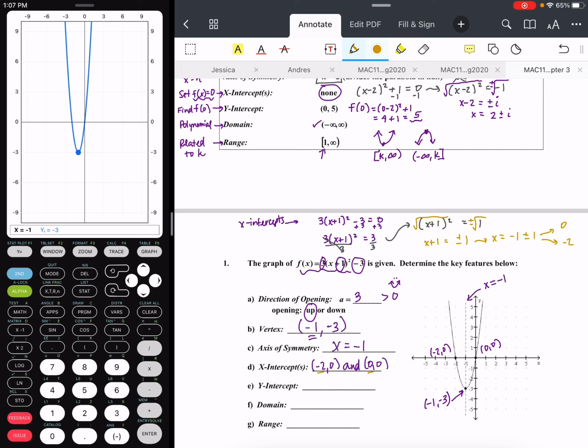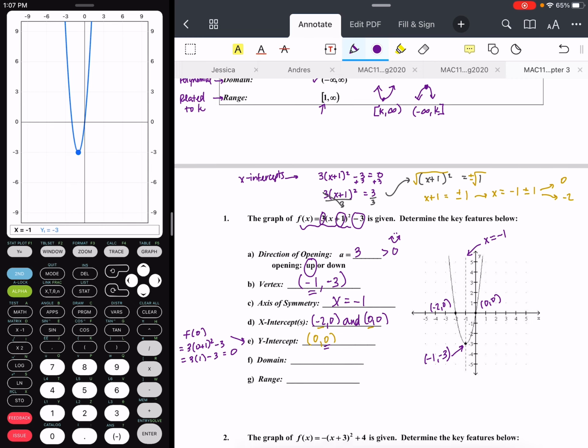Okay, for my y-intercept, visually I can see again that my y-intercept is 0, 0. But if I couldn't see that visually on my graph for some reason, the way that we can find our y-intercept is just by evaluating f of 0. So in our case, 3 times (0 plus 1) squared minus 3 gives me 3 times 1 squared, which is just 3 times 1 minus 3, and 3 minus 3 equals 0. So that's the y value in my y-intercept.